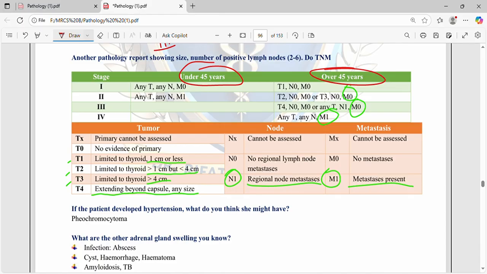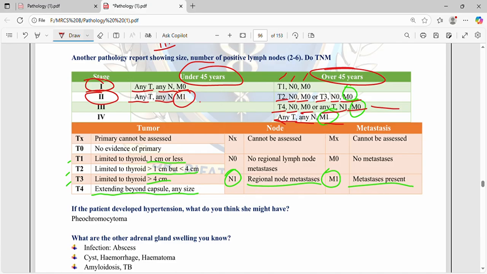So I think this is for medullary thyroid carcinoma. Yes. So for under 45, any T, any N, M naught will be stage 1. Any T, any N, but M1, then it's stage 2. For over 45, T1, N naught, M naught is stage 1. T2, N naught, M naught, or T3, N naught, M naught will be stage 2. What is stage 3? Stage 3 is T4, N naught, M naught, or any T, N1, and M naught. Still it's M naught. In stage 4, it will be any T, any N1, M1.